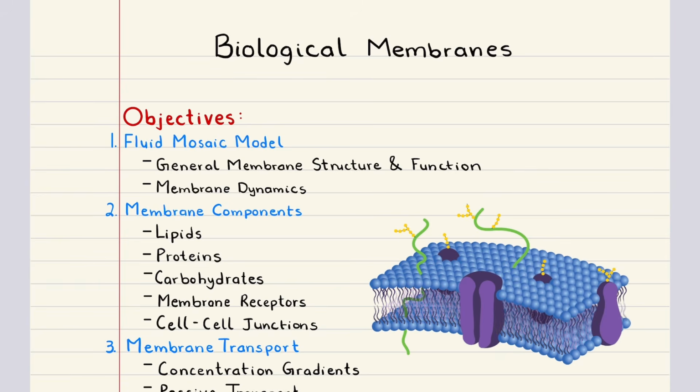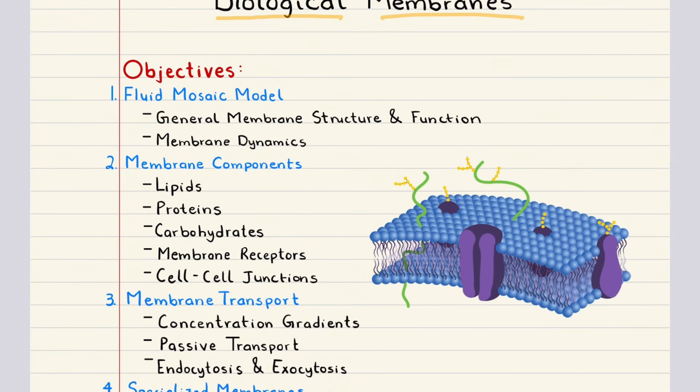Today we're going to cover Chapter 8 in our MCAT Biochemistry series, and this chapter is titled Biological Membranes. In this chapter, we're going to cover the following objectives. First, we're going to discuss the fluid mosaic model, and this is going to include the general structure and function of membranes, as well as how membranes remain dynamic in their composition and movement.